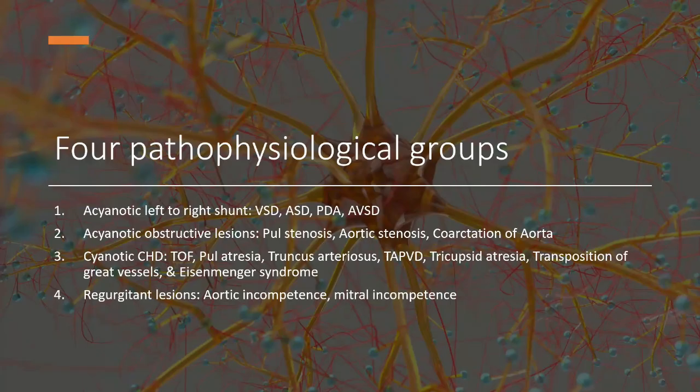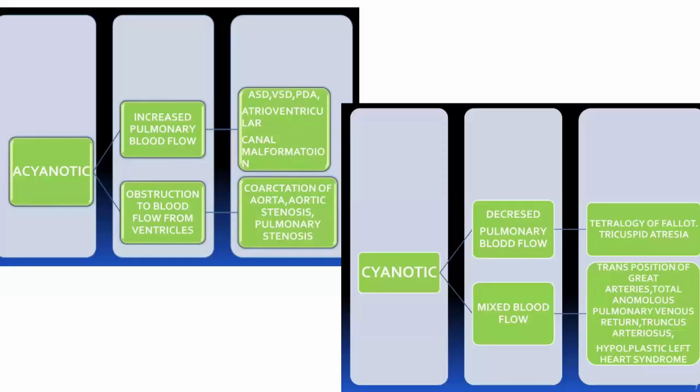And then in terms of division of the acyanotic, you get those that increase the pulmonary blood flow. You also get those that cause obstruction to blood flow from the ventricles. The ones that cause increased pulmonary blood flow are your ASDs, VSDs, PDAs, and also your AVSD malformations. And those that cause obstruction to blood flow from the ventricles are coarctation of the aorta, aortic stenosis, and pulmonary stenosis.